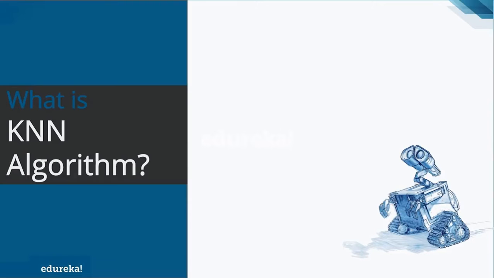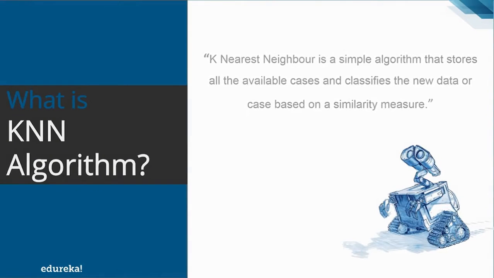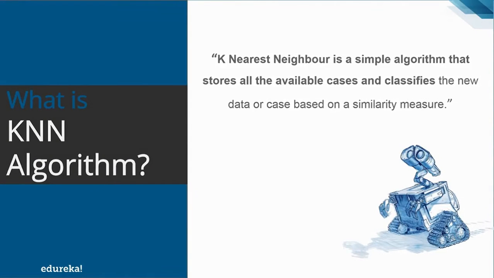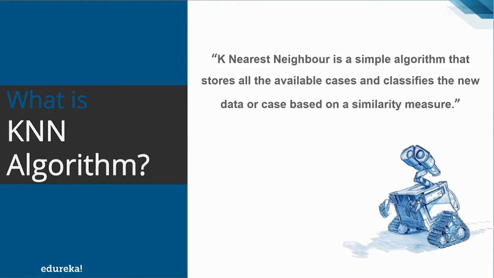So starting with, what is the KNN algorithm? Well, K nearest neighbor is a simple algorithm that stores all the available cases and classifies the new data or case based on a similarity measure. It suggests that if you are similar to your neighbors, then you are one of them, right? For example, if apple looks more similar to banana, orange or melon, rather than a monkey, rat or a cat, then most likely apple belongs to the group of fruits.